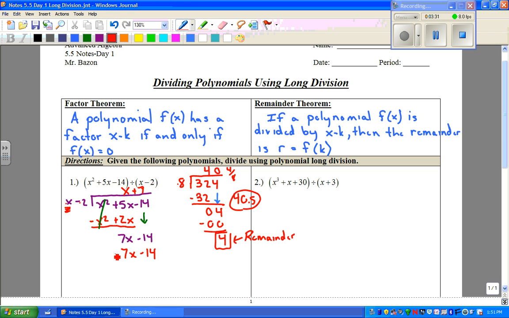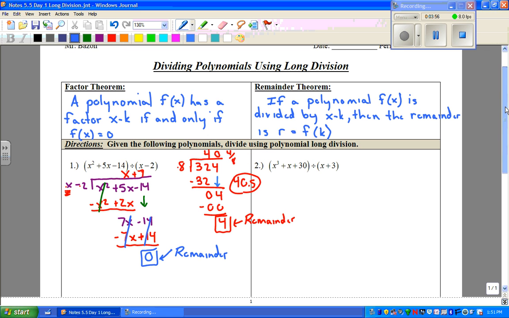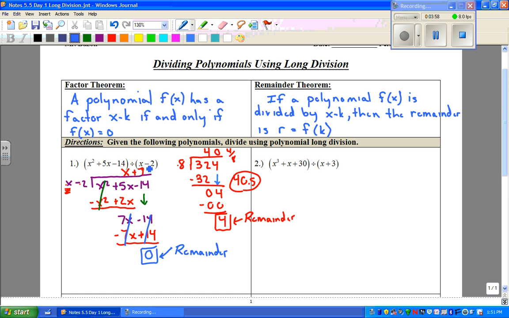Now remember, you take the difference of the two, so you make this minus and this positive. When you do that, 7x minus 7x cancels out, negative 14 plus 14 goes away, and you're left with a 0 down here. So you're left with a remainder of 0, which means, by what's known as the factor theorem, that x minus 2 is actually a factor of x squared plus 5x minus 14.